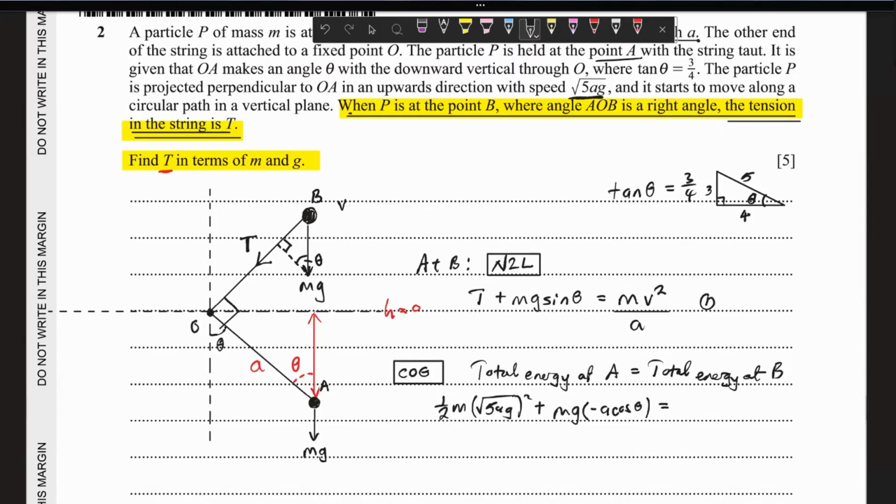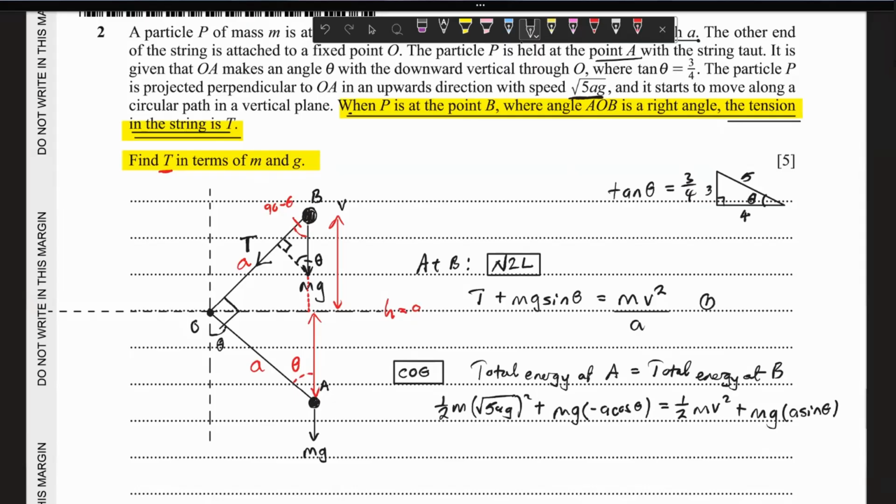And that's equal to the total energy at B, where the kinetic energy is half m v squared, because the speed is v, we don't know it yet, plus the vertical height h, which is going to be mg of, and we're going to find that this vertical height, since the radius is a and this angle here is 90 minus theta, is a cos(90 minus theta), which is as good as a sine theta, basically. So that's what we are having right there.